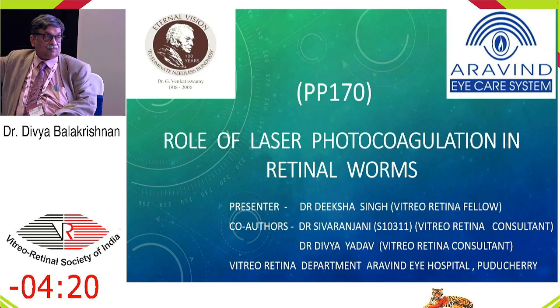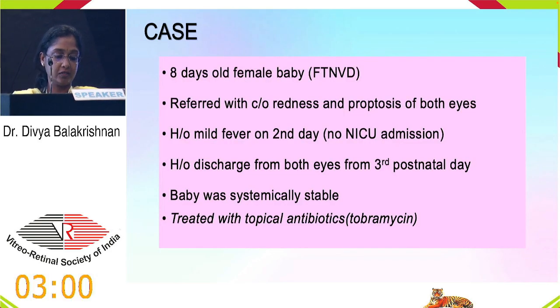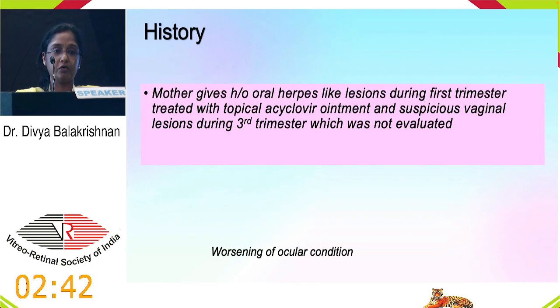So my patient was an 8-day-old baby, born out of full term normal vaginal delivery, who was referred with complaints of redness and proptosis of both eyes. From the history, the child had mild fever on the second day, but the child was taking proper feed, and started developing discharge from both eyes, starting with the right eye from the third day. The baby was otherwise systemically stable, and was treated with topical tobramycin eye drops. Other than that, the mother had some suspected oral herpes-like lesions for which she had applied some ointment topically, and we could not get much detail regarding the same.